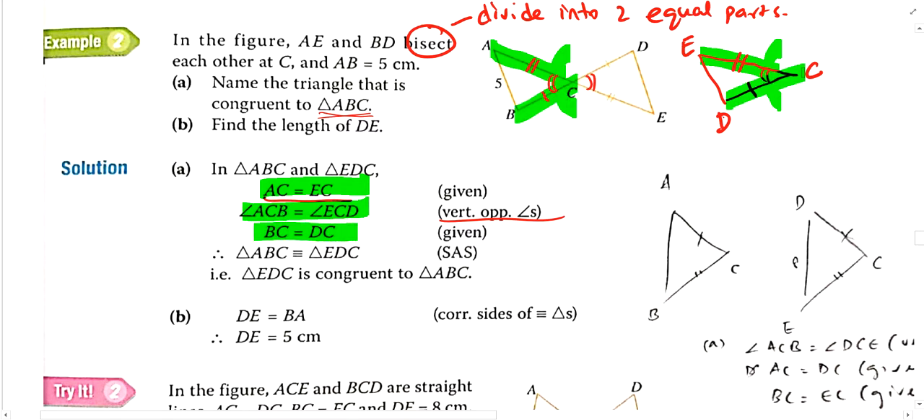BC equals to DC. Do I have two sides plus an included angle? Yes, I do. Therefore, I say that these two triangles are congruent using the SAS congruency test. Okay? Basically, we don't need this, because I want this line. I don't want the three strokes as a congruency.